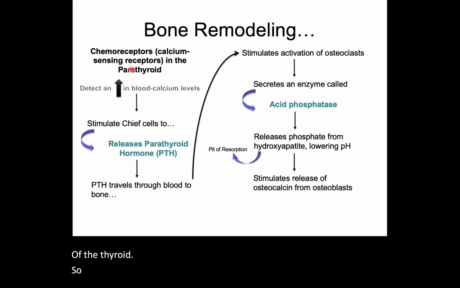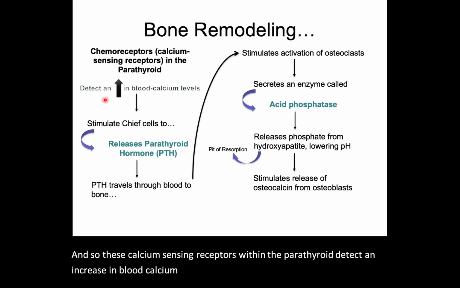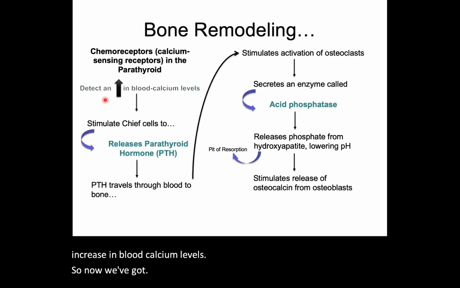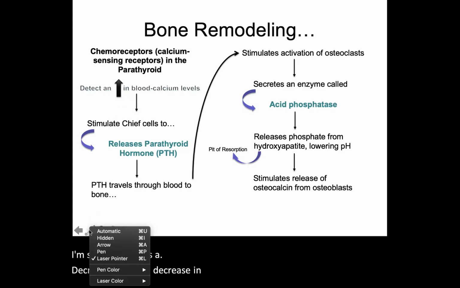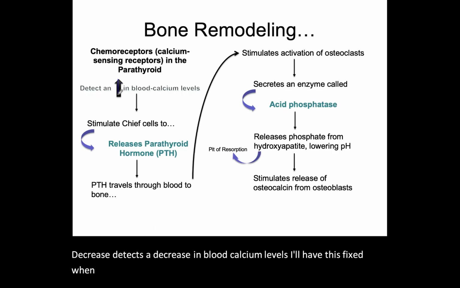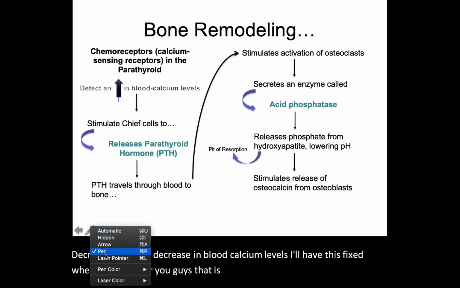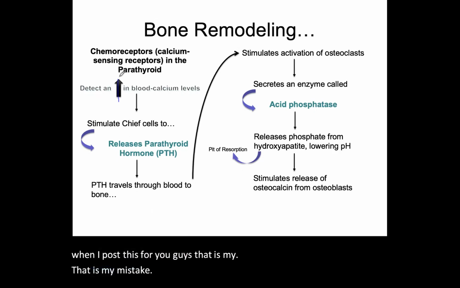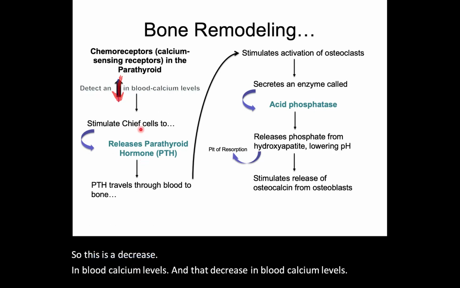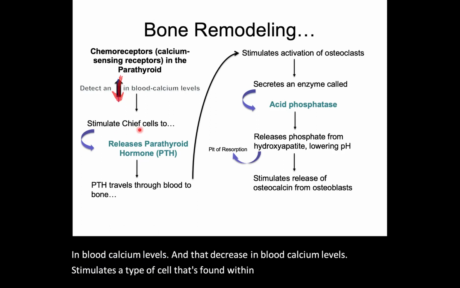And so these calcium sensing receptors within the parathyroid detect a decrease in blood calcium levels. I'll have this fixed when I post this for you guys. That is my mistake. And so this arrow is actually facing down like this. So this is a decrease in blood calcium levels. Right? And that decrease in blood calcium levels stimulates a type of cell that's found within the parathyroid called chief cells.